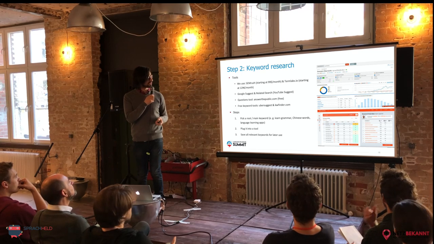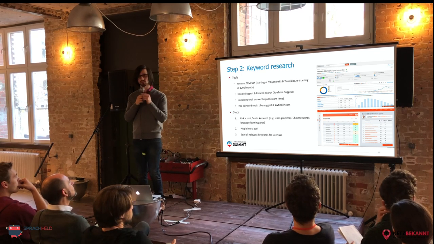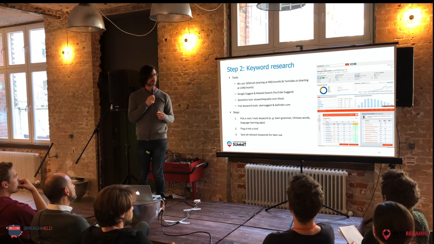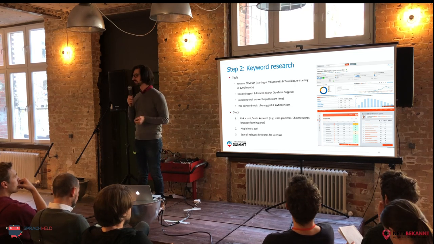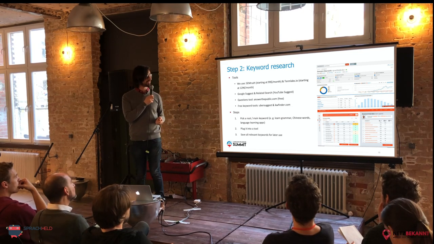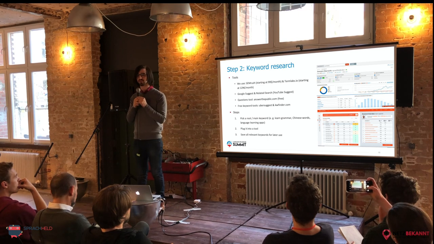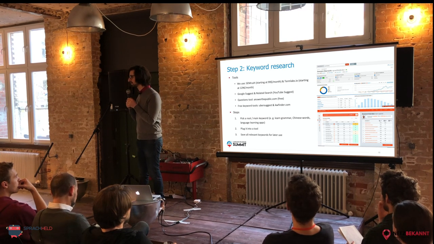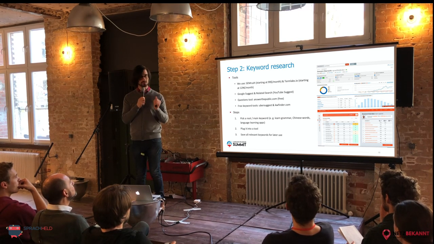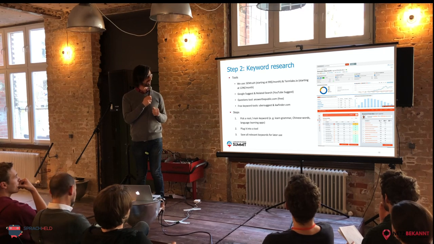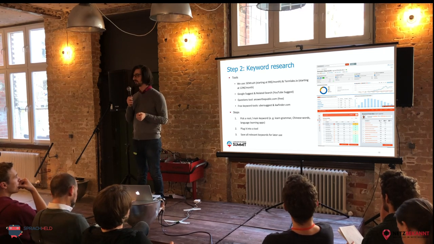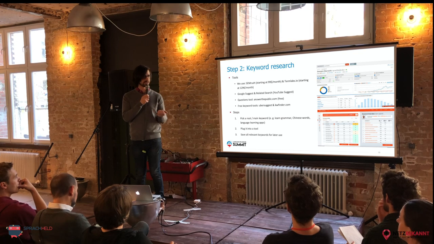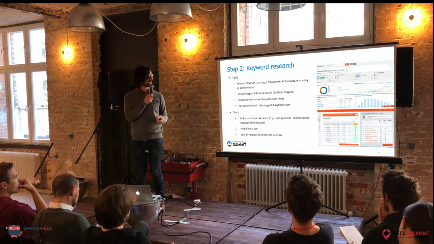So let's go through the steps. First of all, tools. We use SEMrush, which is a really cool tool. Unfortunately, it starts at $100 a month, and we also use Termlabs, which unfortunately at the moment is only available in German, but will be soon in English. It's a really cool content tool, but probably not affordable for somebody that just does it for one specific project.